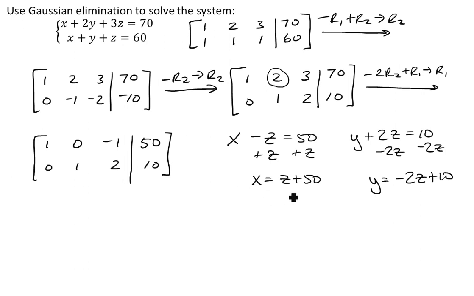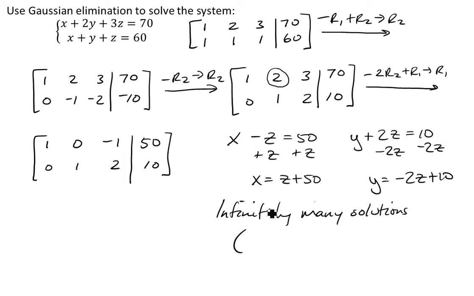So the x-coordinate depends only on the value of z, and the y-coordinate also depends only on the value of z. So this is indicating that z really could be anything, but whatever number we pick for z, the x is that number plus 50, and the y is -2 times that number plus 10. So there are infinitely many solutions because we can pick any number we want for the z-coordinate, but they all follow a certain pattern here that we will write down in our ordered triple.